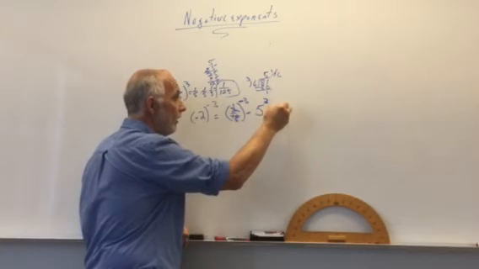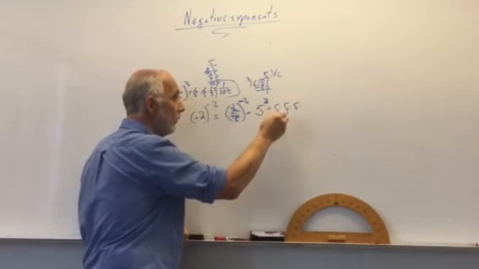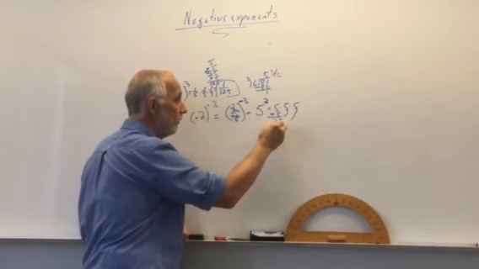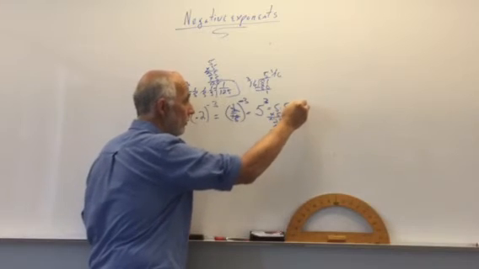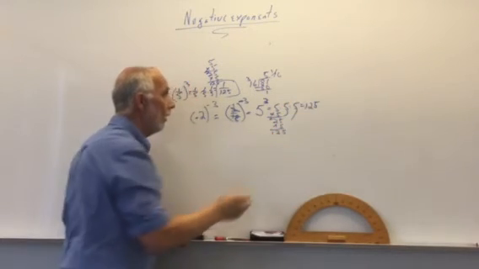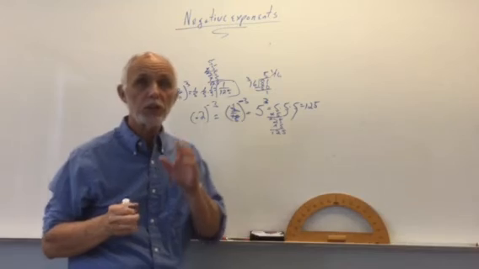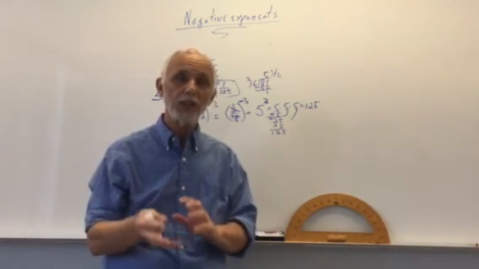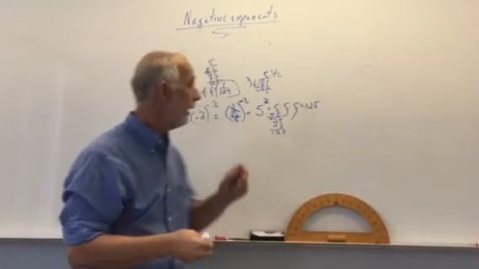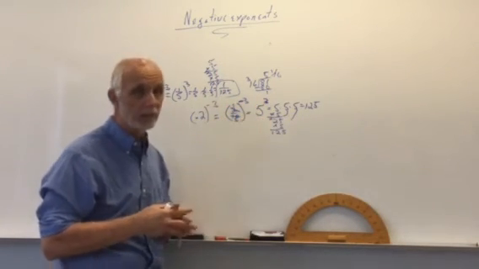That would mean 5 times 5 times 5. 5 times 5 is 25, times 5 is 125. So again, if you have a decimal, the first thing you do is change the decimal to a fraction. Then you can change the fraction to its reciprocal in order to make the negative exponent positive.